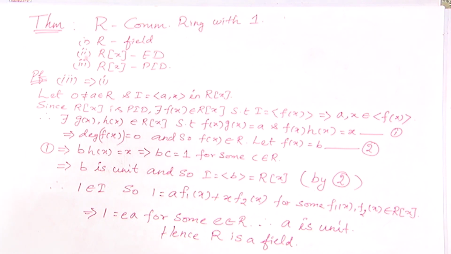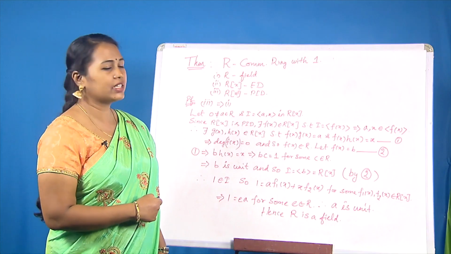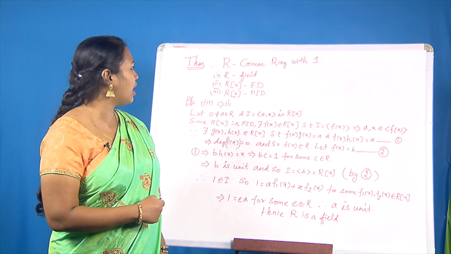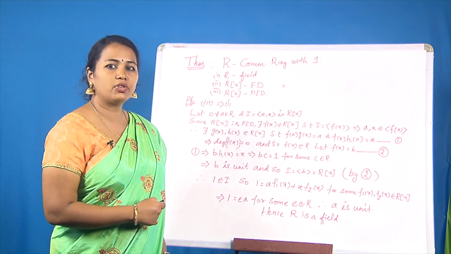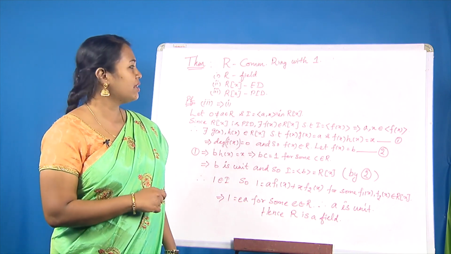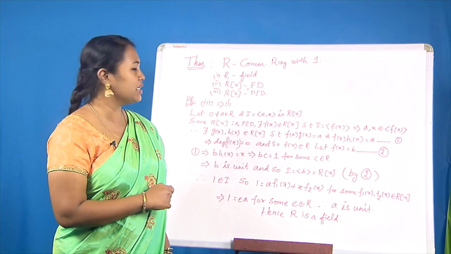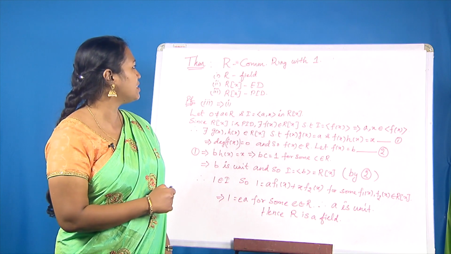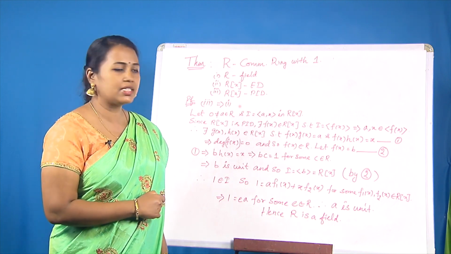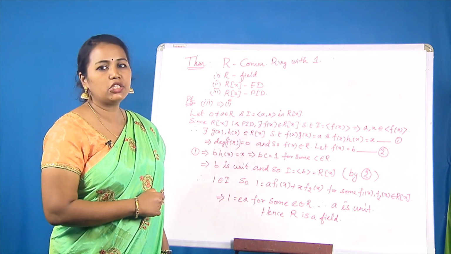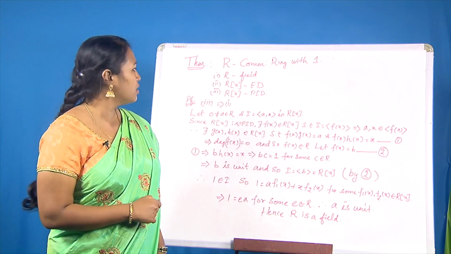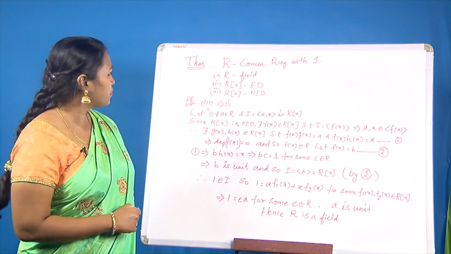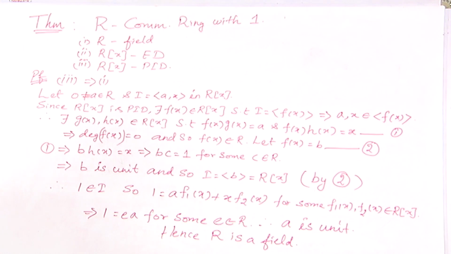The second part, that is 2 implies 3: R of x is a Euclidean domain implies that R of x is a principal ideal domain. We just saw a theorem where we proved this statement. So there only remains one thing to be proved, which is 3 implies 1. That is, if R of x is a principal ideal domain, we need to prove that R is a field. So, let us go to the proof of 3 implies 1.